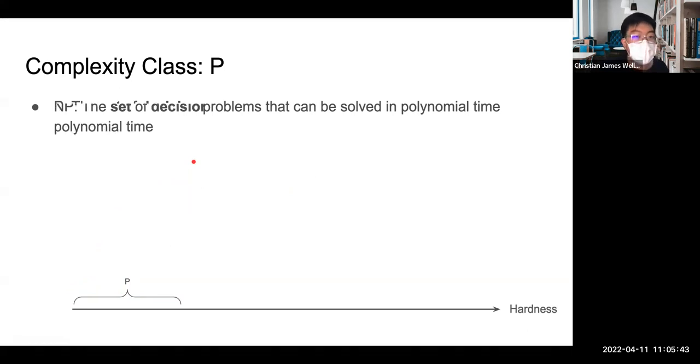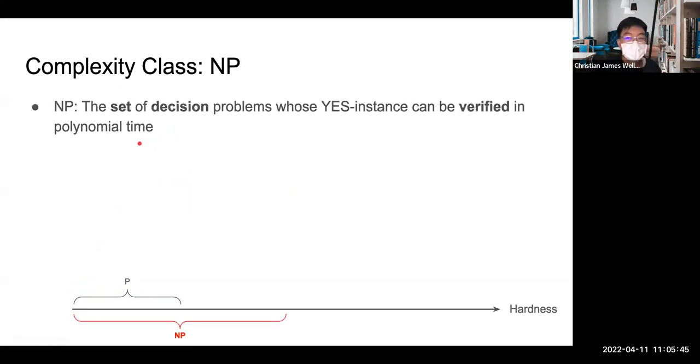Simple enough to warm up. So NP is the set of decision problems whose yes instances can be verified in polynomial time. If I give you a yes instance, it can be verified in polynomial time. Note the slight subtle difference here. In P, we can start off from nothing and just solve it in polynomial time.